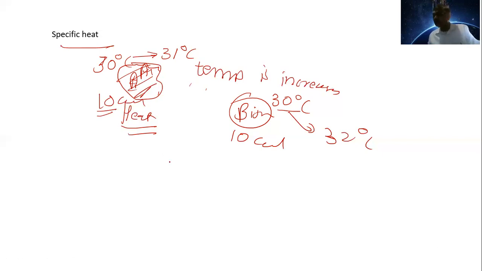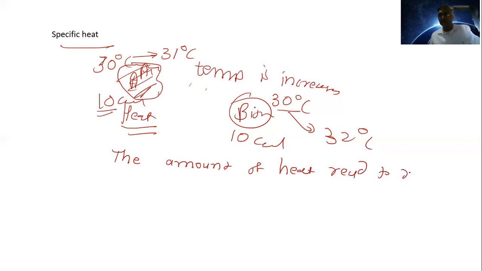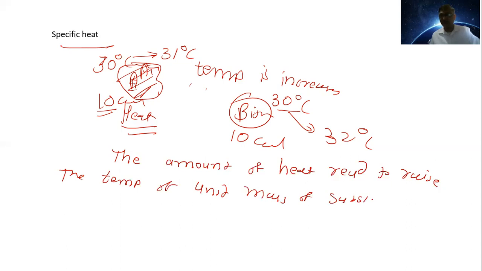How can we define specific heat? The amount of heat required, or quantity of heat required, to raise the temperature of unit mass of substance through 1 degree centigrade or 1 degree Kelvin is called as specific heat of the substance.